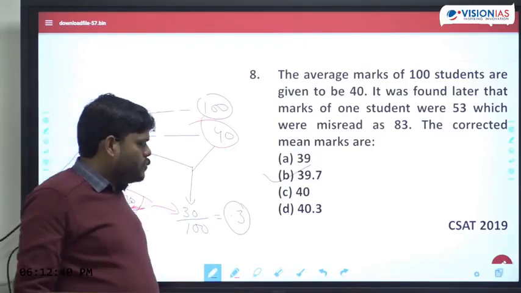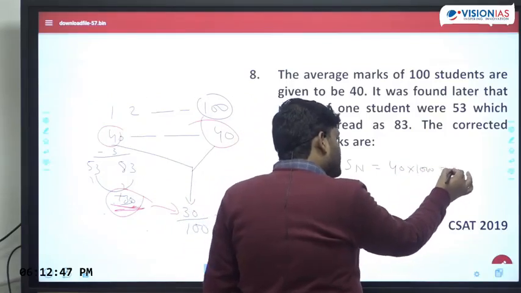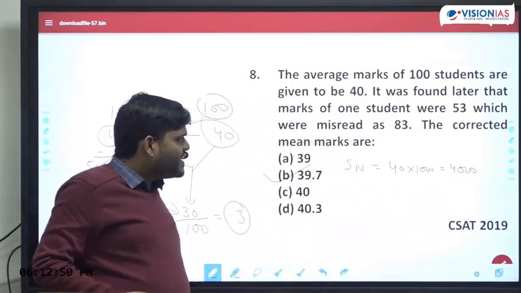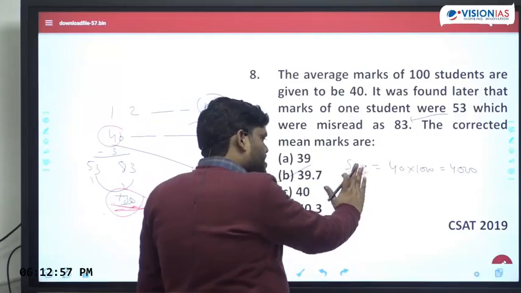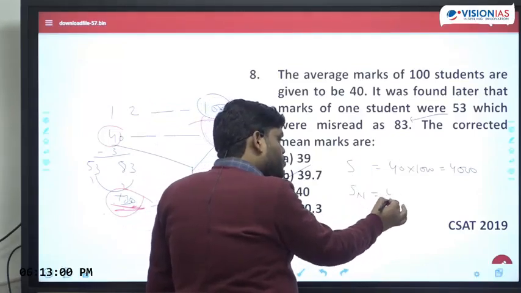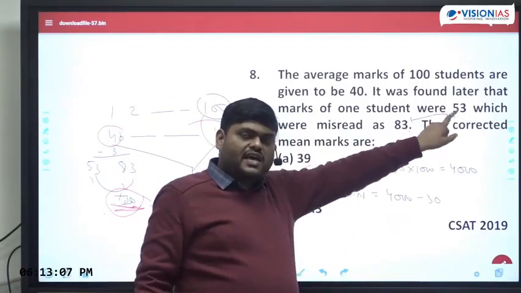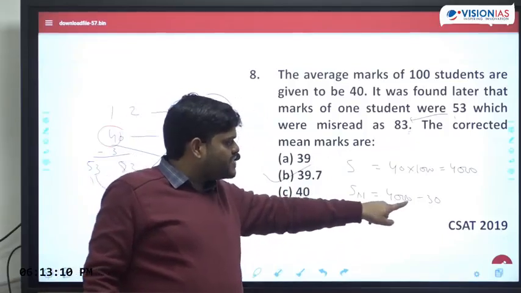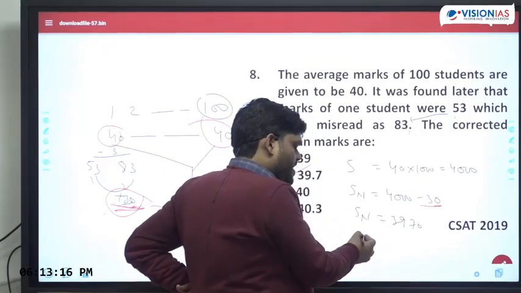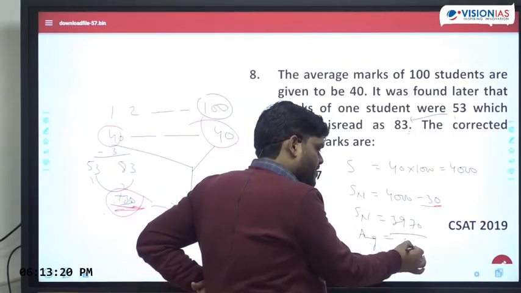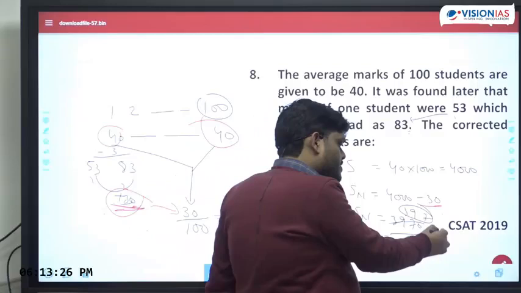We can do it by formula also. Initially the sum of observations was 40 into 100, that means 4000. Now there is a difference of 30 marks which was extra added. So we have to subtract these 30, because by mistake, instead of 53, we have taken the value 83. So the new sum becomes 3970. The average will be divided by 100, that means 39.7. And now you can see that this is a question of UPSC.